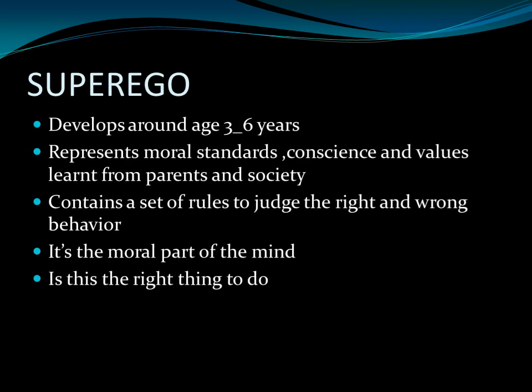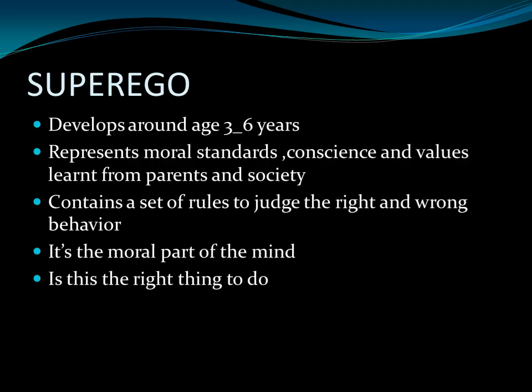Let us go to the superego. The superego develops around the age of 3 to 6 years, and it represents moral standards, conscience and values learned from parents and the society. It contains a set of rules to judge right and wrong behavior. It's the moral part of the mind. You'll be asking yourself, is this right or wrong to do? For example, you will feel guilty about doing something wrong. Another example is following rules without supervision, because it contains the set of rules that judge right from wrong. Now that is the superego.